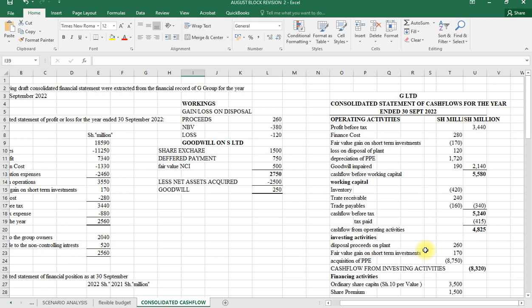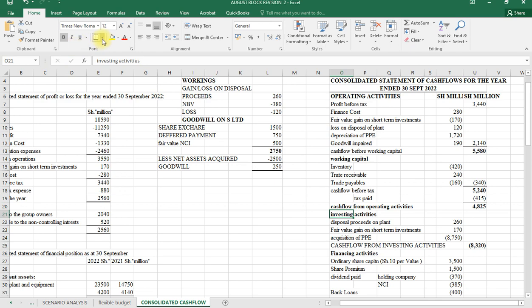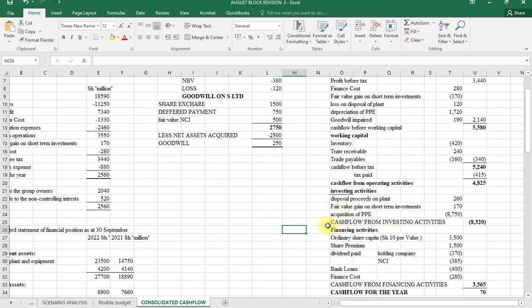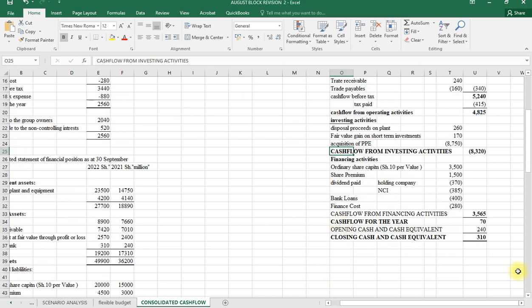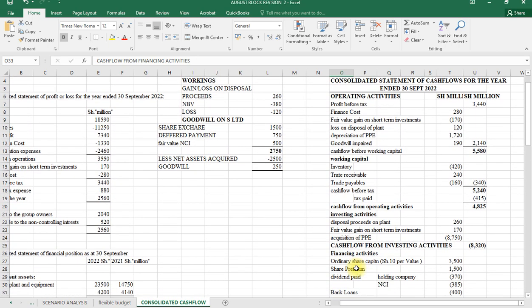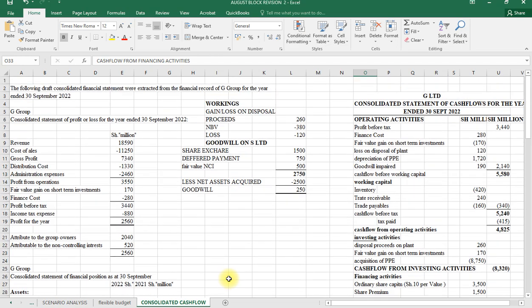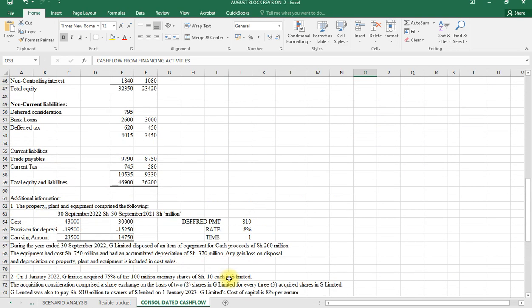Starting with the operating activity, getting the profit before tax, the finance cost, the fair value, all those, you get the cash flow from operating activities. Then investing activity, we had the investing activity there, and here the cash flow from investing activity, then financing activities, and here the cash flow from financing activities, and then the cash flow for the year, then closing cash and cash equivalent. That's how you deal with the not disposal but acquisition of a subsidiary, consolidated statement of cash flow.